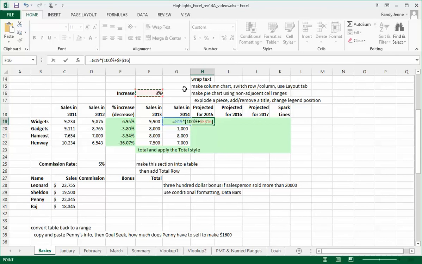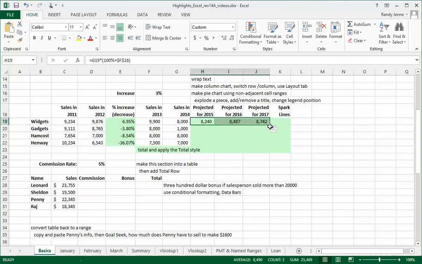So the logic here is it's 103%, 100% plus 3%, times the previous cell. So if that makes more sense to you, by all means use that formula. Again, I could fill it across, and I could then fill those three cells down, and that's it.